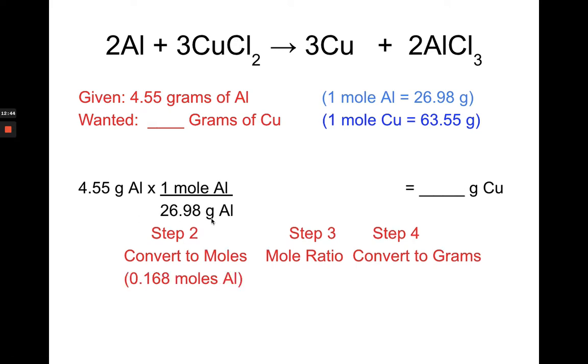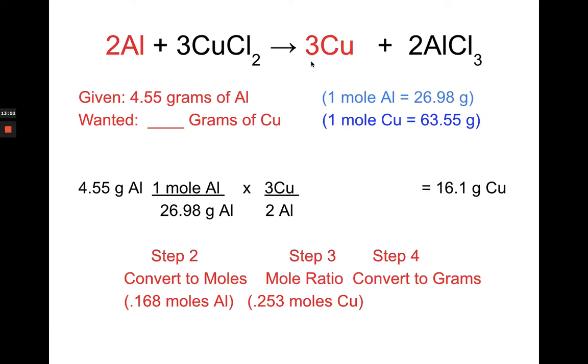We'll do that by dividing by the molar mass. That would give us 0.168 moles of aluminum. So instead of 2, like this is just figuring out a recipe. Instead of 2, we have 0.168 moles. And we want to know how many moles of copper that would give us.